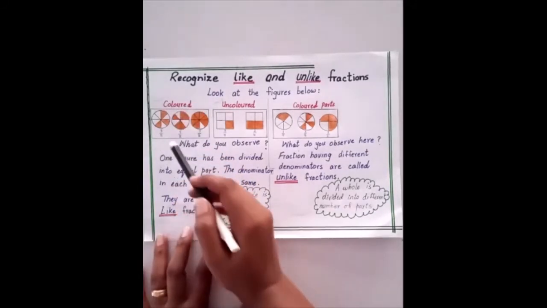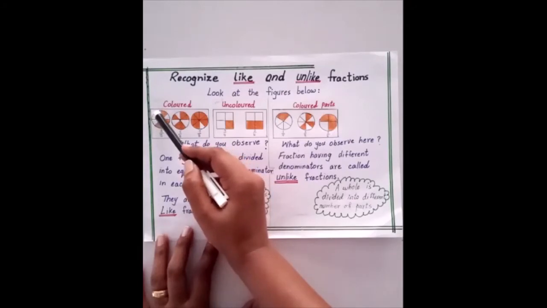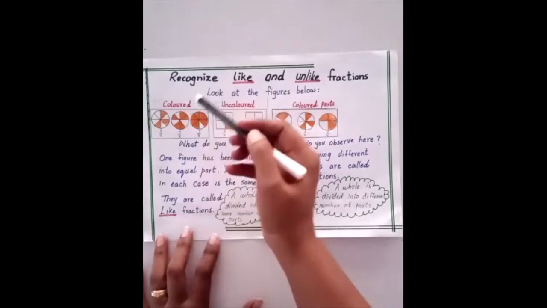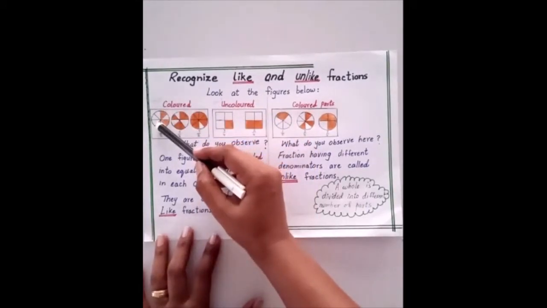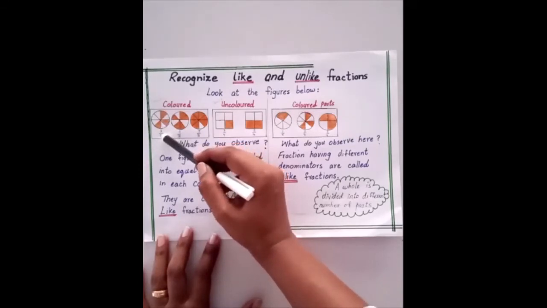How many total parts are here? 1, 2, 3, 4, 5, 6, 7, 8. And we have to count the colored parts. How many colored parts are here? 1, 2, 3. 3 should be written up and 8 should be written down. 3 will be the numerator and 8 will be the denominator.